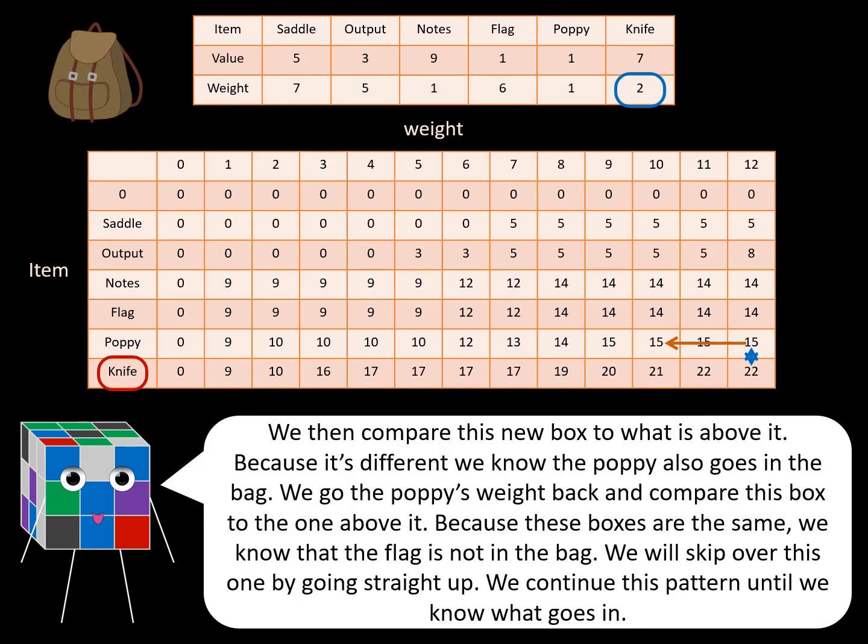We then compare this new box to what is above it. Because it's different, we know the poppy also goes in the bag. We go the poppy's weight back and compare this box to the one above it. Because these boxes are the same, we know that the flag is not in the bag. We'll skip over this one by going straight up. We continue this pattern until we know what goes in.